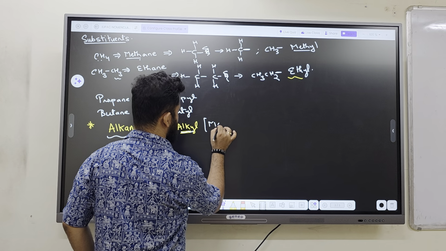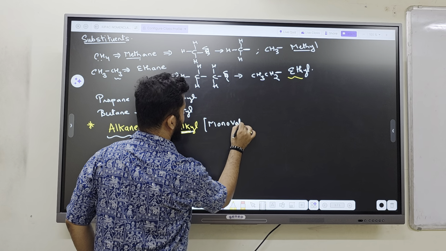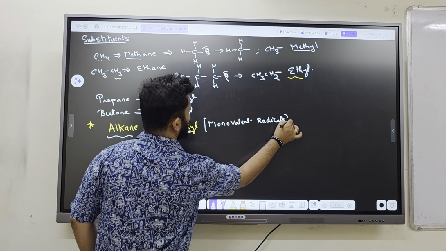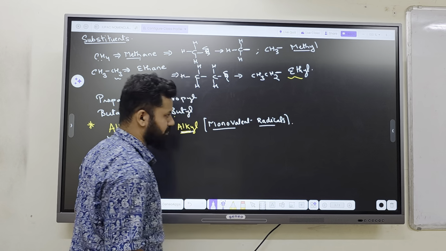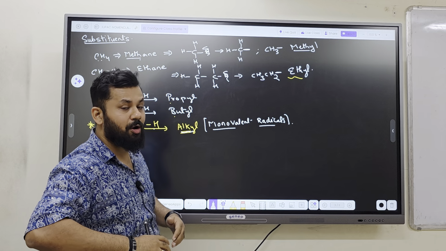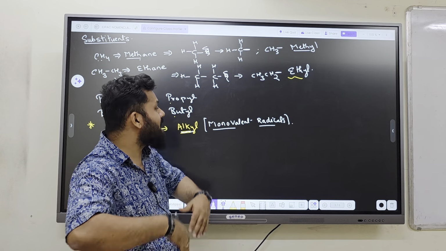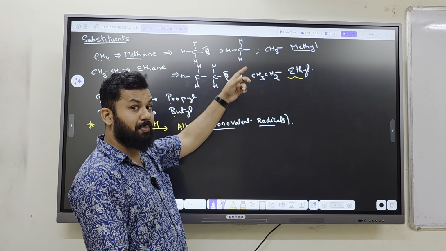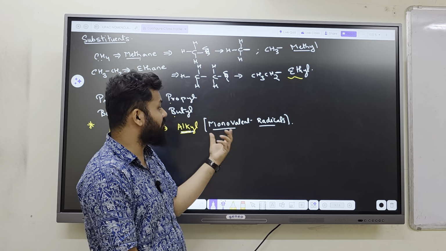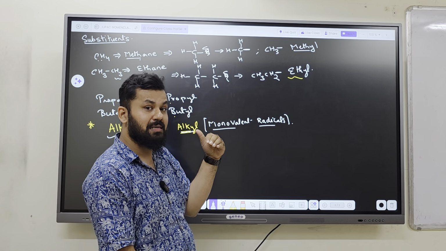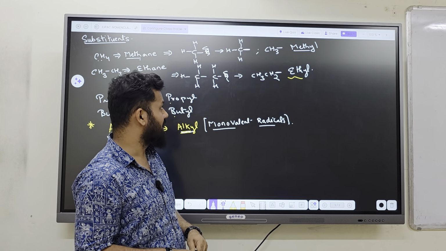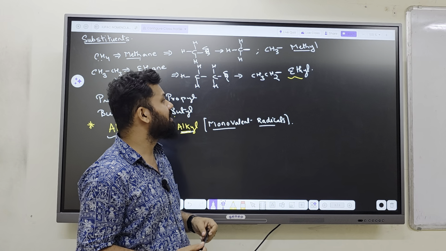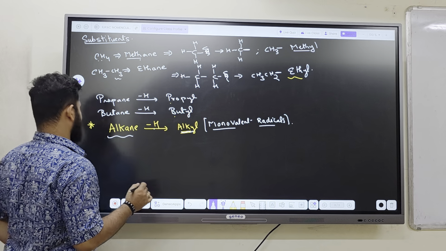Such substituents which have one hand or one valency free are called monovalent radicals, or monovalent substituents. We could also have bivalent substituents or bivalent radicals. If we had to remove not one but two hydrogens, then instead of monovalent, I would get a bivalent radical. Likewise, if I had to remove three hydrogens, I would get a trivalent substituent.